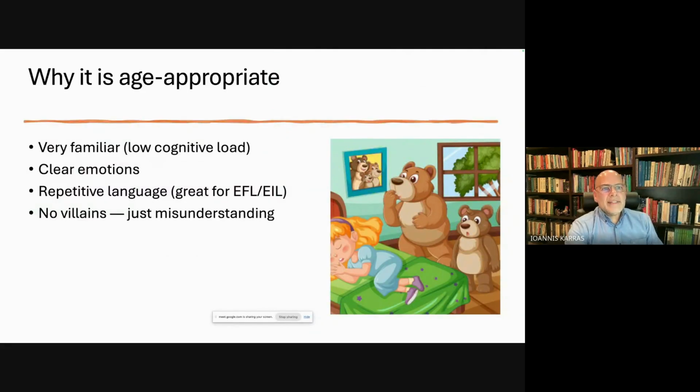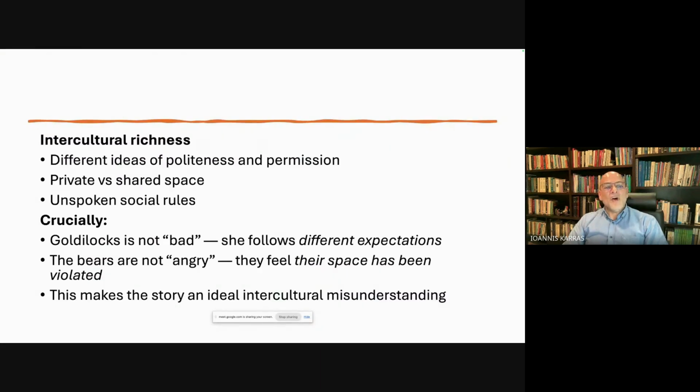So why is it age appropriate? Why would all this be age appropriate? Because there's a very low cognitive load, so it's not a very complex fairy tale. There can be clear emotions, and this is something you can discuss with your learners. We can use a lot of repetitive language, and remember, there's no villain, so there's no bad person here. And also there's intercultural richness, so different ideas of politeness and permission, the social rules, private space versus public or shared space. And crucially, Goldilocks is not bad. She follows different expectations. So because she behaved in the way she behaved doesn't make her bad.